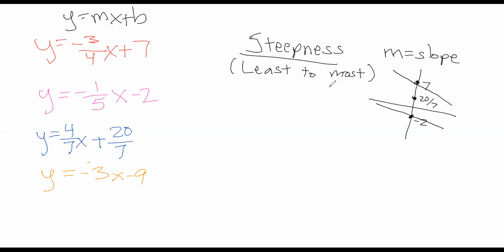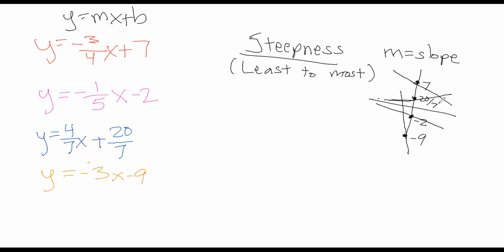20/7, 4/7. So it looks something like that. And then negative 3x minus 9. So start at negative 9. And this is just a quick sketch. Negative 3 should look something like that. You can also take a look at steepness by graphing them. This is a super quick sketch.